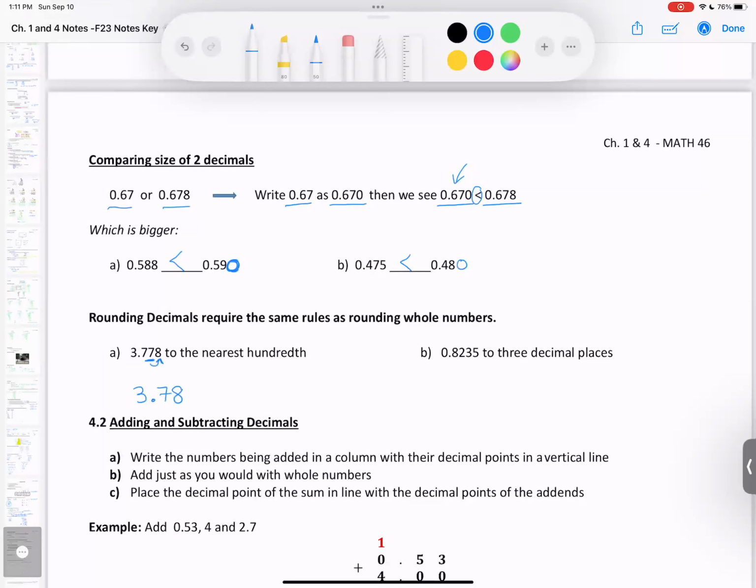All right, next one. It says to round to 3 decimal places. That means we want to round to 3 positions to the right of the decimal. So that's going to be right here in the thousandth position at this 3. Okay, so we're going to look to the right. That's a 5. So we're going up. We're going to round up. And so we get 0.824 or 824 thousandths.